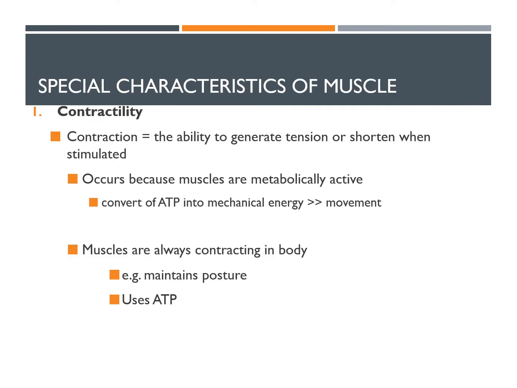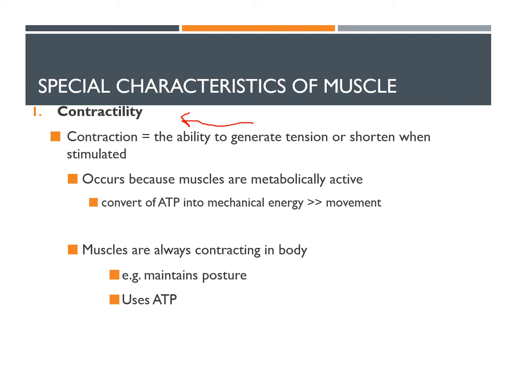Now, muscle tissue has some characteristics that distinguish it from, say, your epithelial tissues, your nervous tissue, and your connective tissues. There are 4 characteristics that you are responsible for knowing. The first is contractility. Contractility is the ability to generate tension or shorten when stimulated. And contractility is possible because muscles are metabolically active. They convert the energy of ATP into mechanical energy, which results in movement.